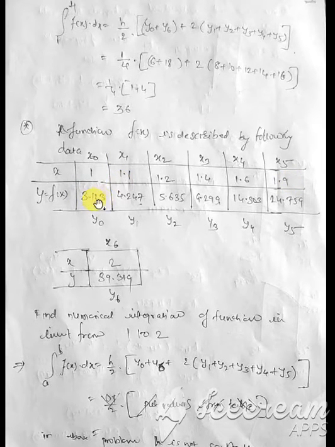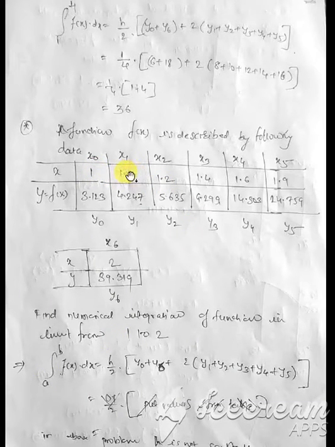Here different values of y are given. This is y0, this is y1, y2, y3, y4, y6. Now see, the formula which we have studied just now, h by 2 [y0 plus y6 plus twice of the remaining terms], you can't use here. Why? Because here the difference between x1 minus x0 is not the same.